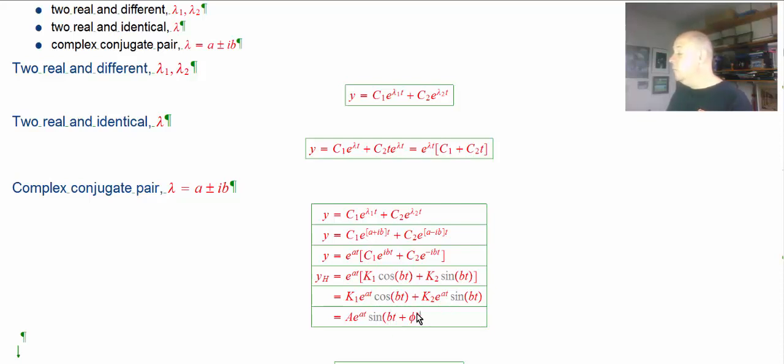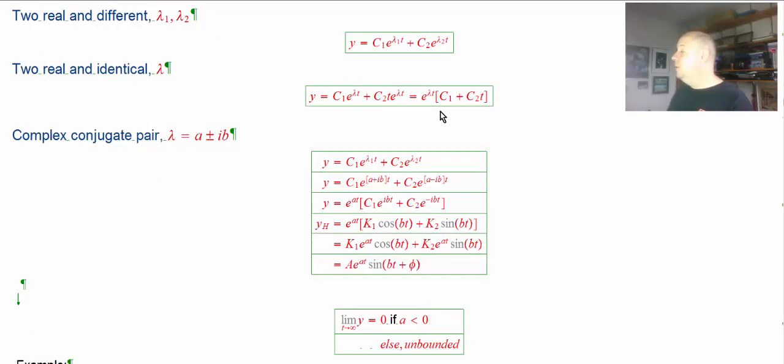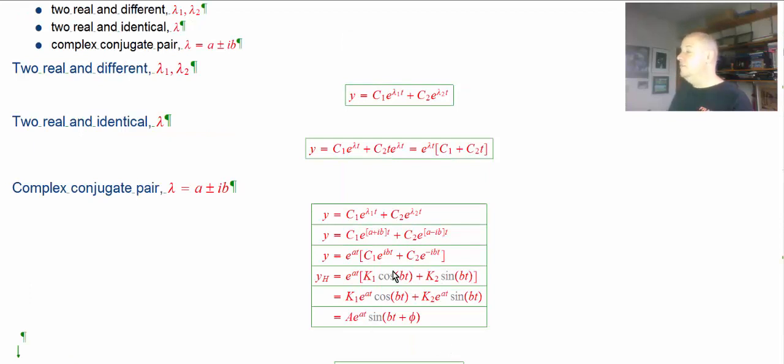In any one of these three forms, what controls whether or not the homogeneous solution goes to zero? Because this is the thing we were concerned with last time. When we had two real and different eigenvalues, if they were both negative, as t went to infinity, the homogeneous solution went to zero. If one of them was positive, or both of them were positive, then it went off to infinity or minus infinity. Same conclusion with the real and identical. If this real eigenvalue was negative, the homogeneous solution went to zero.